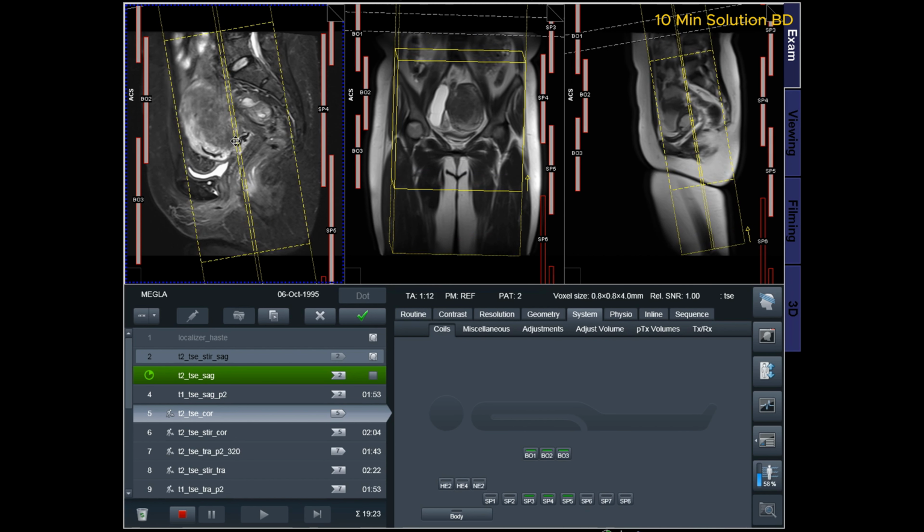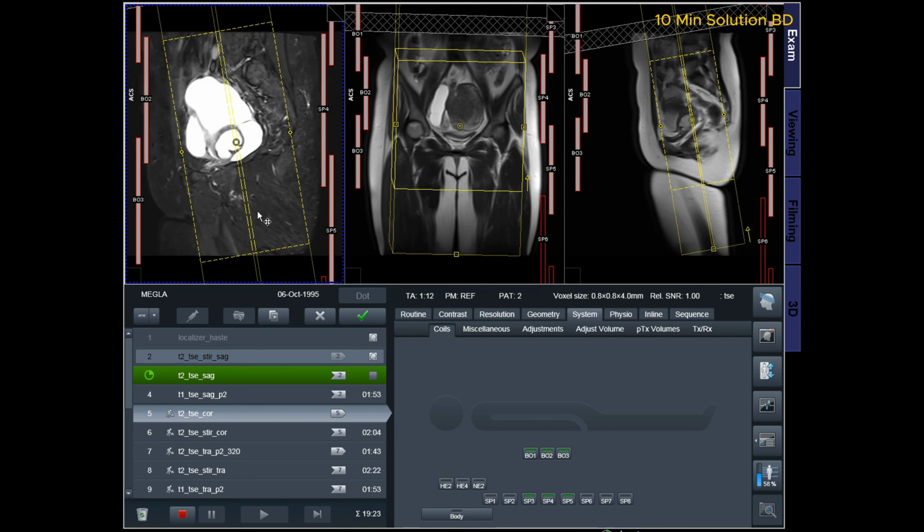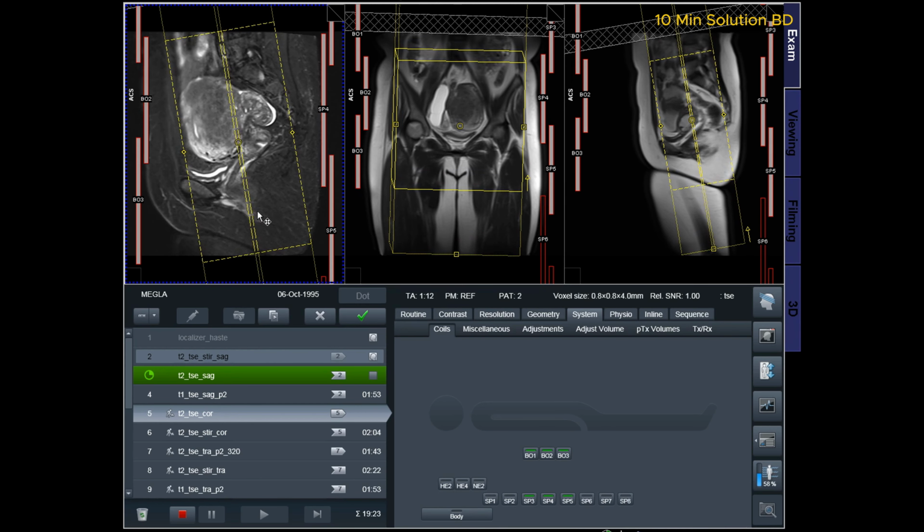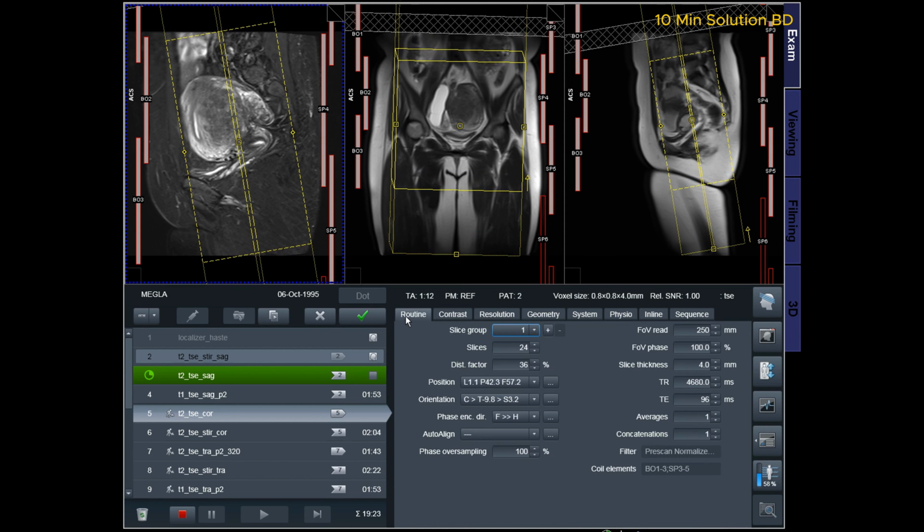T2 Stir Coronal. Plan the large field of view, FOV coronal slices on the sagittal plane and position the block parallel to the lumbar spine. The positioning block should also be checked in the other two planes.